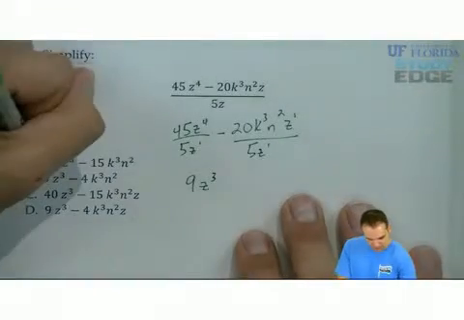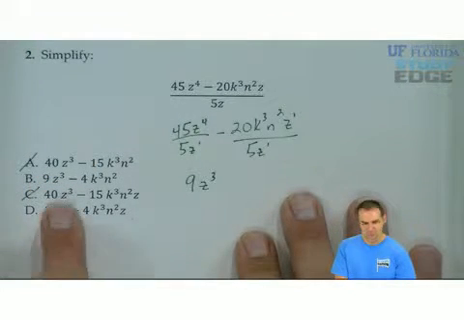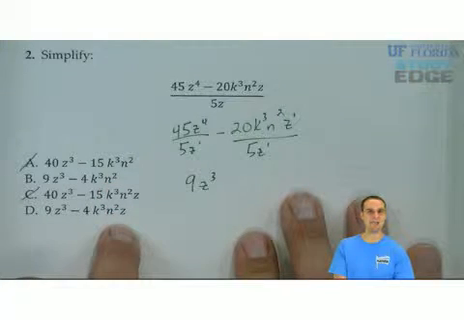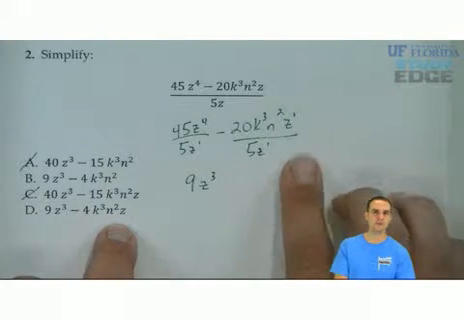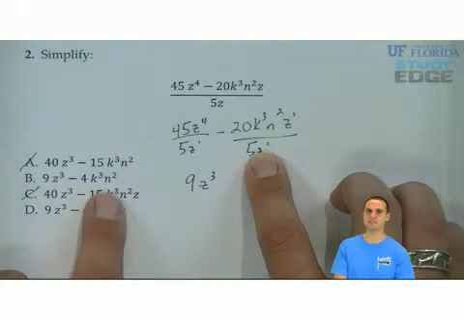Looking at all the answers, no, no, yes, and yes. So it's down between these 2 answers. And the only difference is one of them has a z and one of them doesn't. If you look over here, you can see the z's will simplify, so we already know the answer is B.